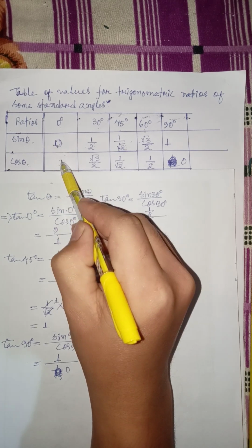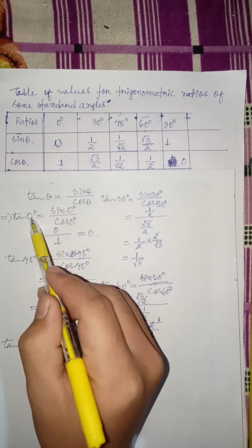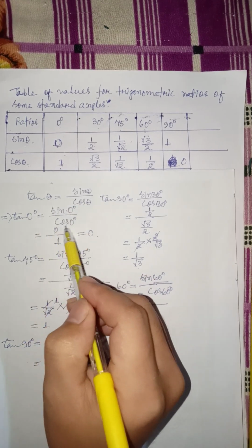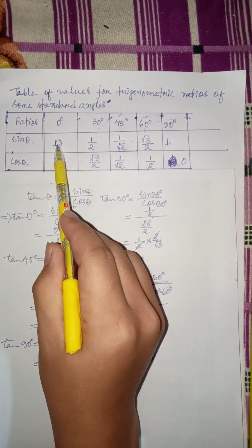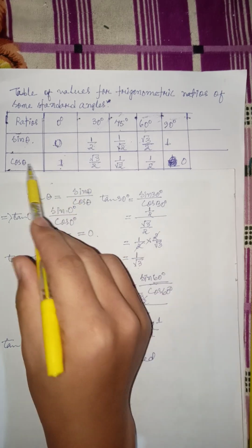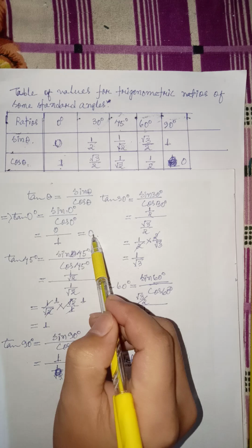And if you have these two, sine and cos, then easily you can find out tan. Alright, then tan 0 degree will be sine 0 degree by cos 0 degree. What is the value of sine 0? It is 0, right? And what is the value of cos 0 degree? It is 1. 0 by 1 means it will be 0.